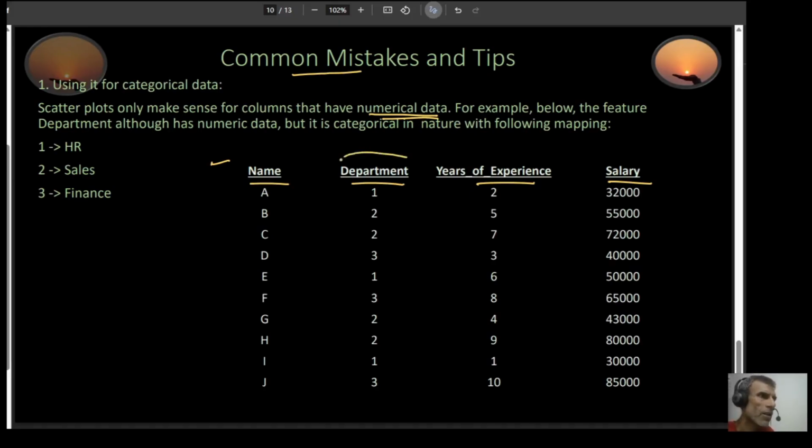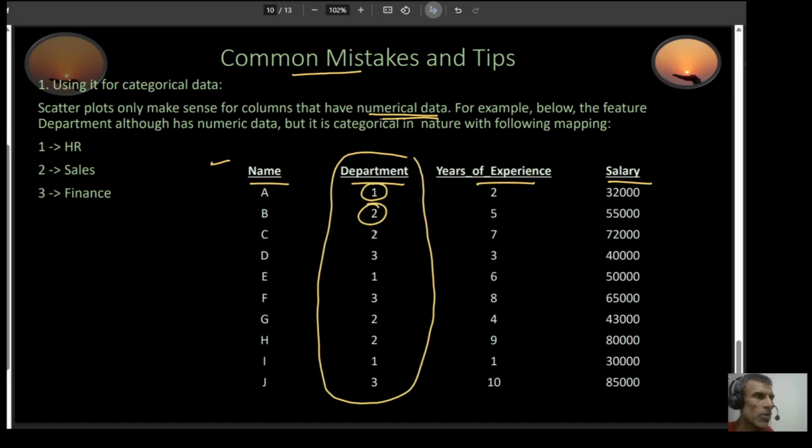For example, take a look at this one right here, department. Although all the data in there is numbers, 1, 2, 2, 3, 1, each one of these numbers actually represents a department. So 1 represents HR, 2 represents sales, 3 represents finance. In this instance, you do not want to use a scatter plot, because it only makes sense when both columns are purely numerical in nature. Department is not technically numerical, it's more like categorical.